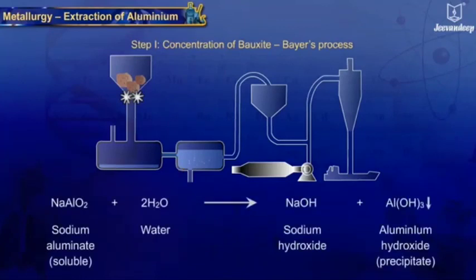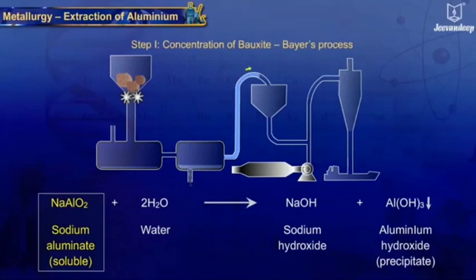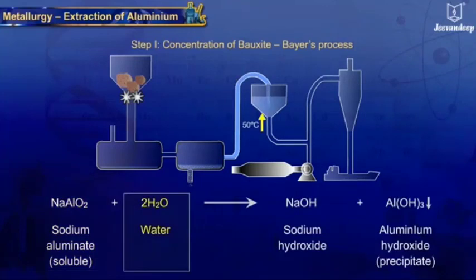This process dissolves silica, that is SiO2, and alumina in aqueous sodium hydroxide, leaving behind undissolved iron oxide, that is Fe2O3, in the solution, which can be separated by filtration. The filtrate containing sodium aluminate and silicate is diluted with water and then cooled to 50 degrees centigrade.